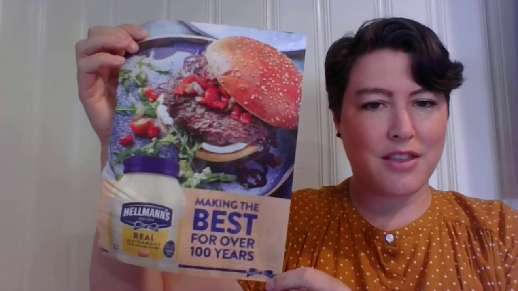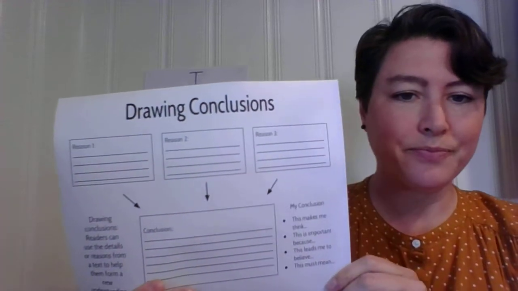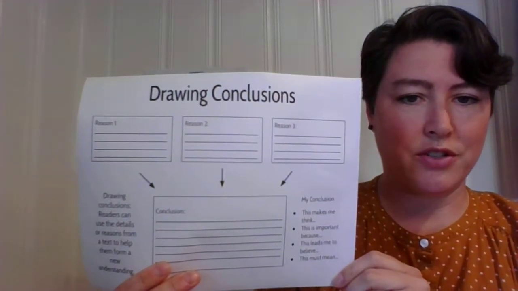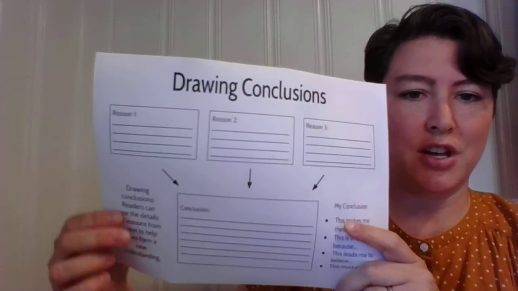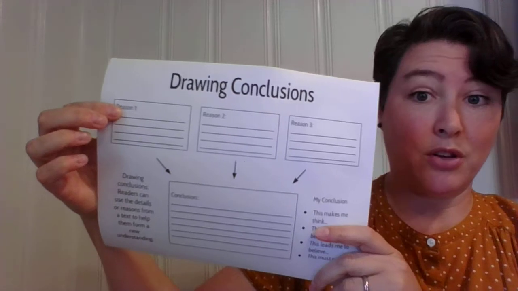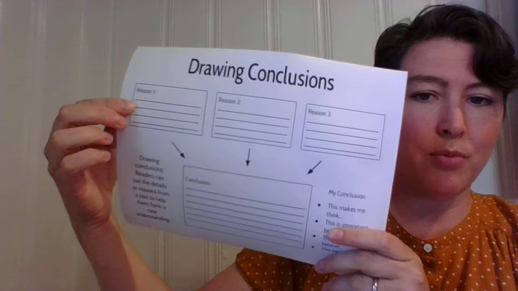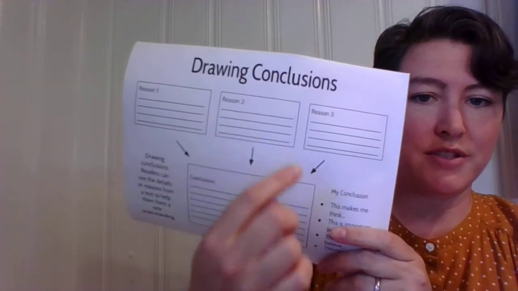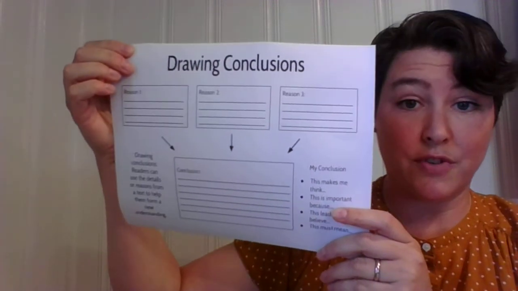So I wanted to think about this advertisement, and I wanted to show you the graphic organizer you're going to use for your independent work today. The graphic organizer looks like this. Basically, you're going to think about what reasons or information you are gathering when you look at this piece of nonfiction. You're going to come up with information that you are noticing, and you're going to fill in the top three boxes. The bottom box is the conclusion that you've come to.